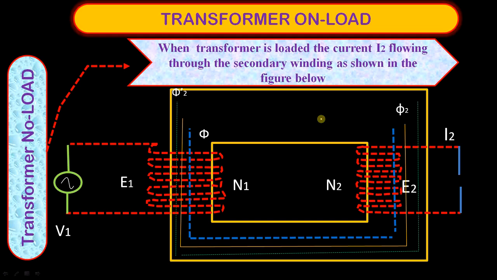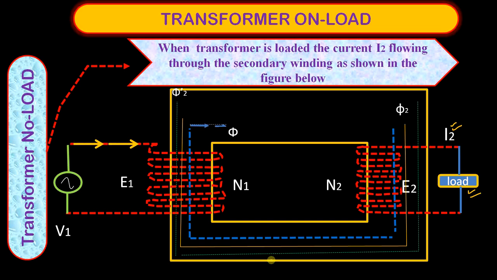Okay, now see here, when the load is connected, this is the load. When the load is connected on the secondary side of a transformer, secondary current I2 flows through the secondary winding as shown in the figure. See here, this is the secondary current.